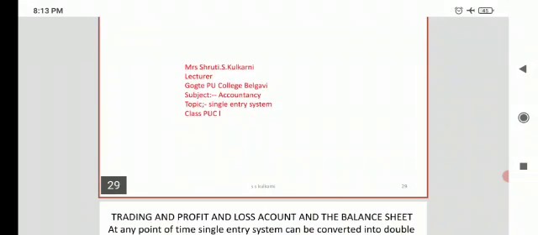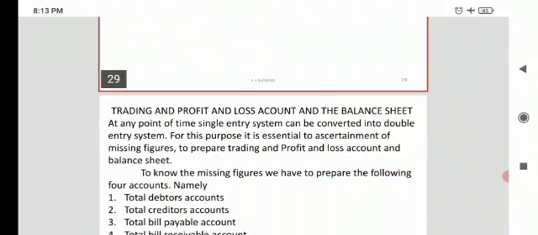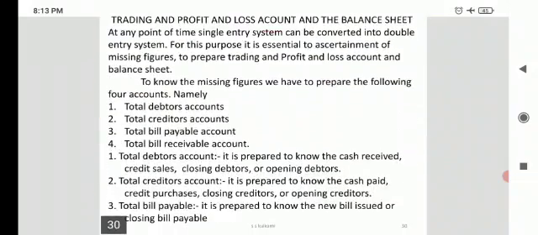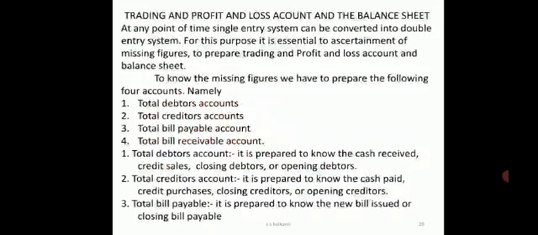And moreover, if trading profit and loss account or balance sheet has to be prepared, then it is essential for him to shift towards the double entry system, because double entry system is more reliable, scientific and acceptable on all government records, to file IT returns, for raising loans from banks, or for giving it to the creditors. So at any point of time, he can convert the single entry system into double entry system.